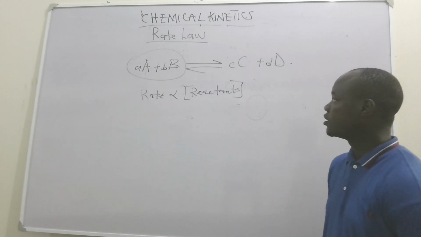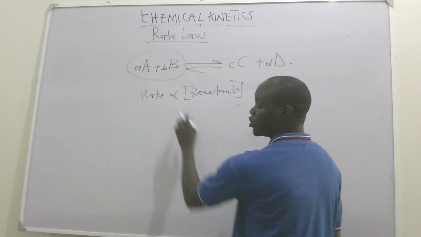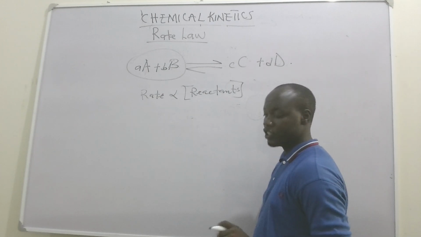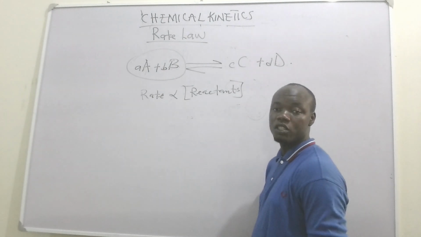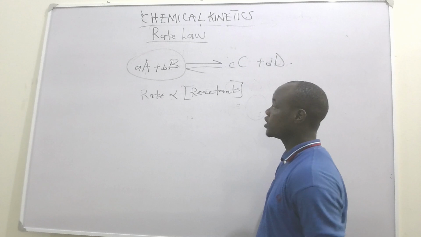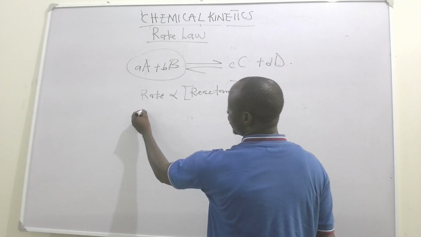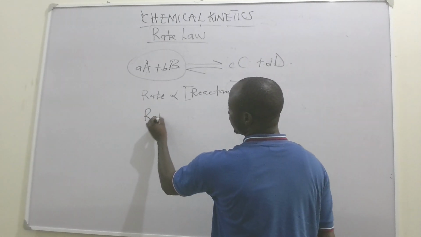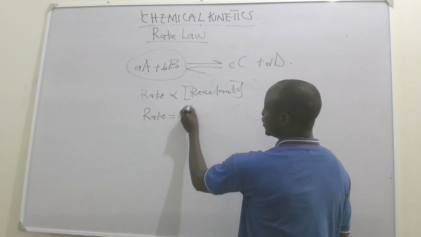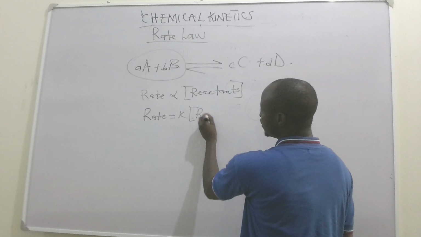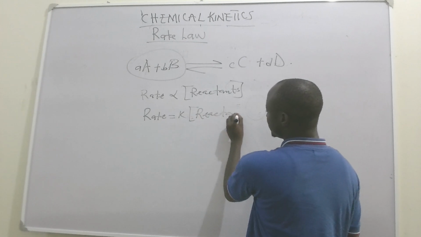So the rate law is only trying to show the relationship between the concentration of these reactants and the rate of the reaction. Of course, we know that whenever we have proportionality, we introduce a constant. So therefore, the rate is going to be k, the constant, times the concentration of the reactants.